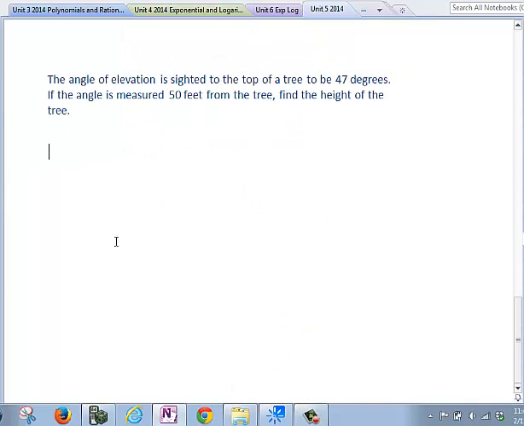Okay, so here's your last question for you to try on your own and submit the answer for the height of the tree. It says the angle of elevation is sighted to the top of a tree to be 47 degrees. If the angle measured is 50 feet from the base of the tree, find the height of the tree. So please draw your own picture and work through this problem, and the answer that I'm asking for on the form would be the height of the tree.